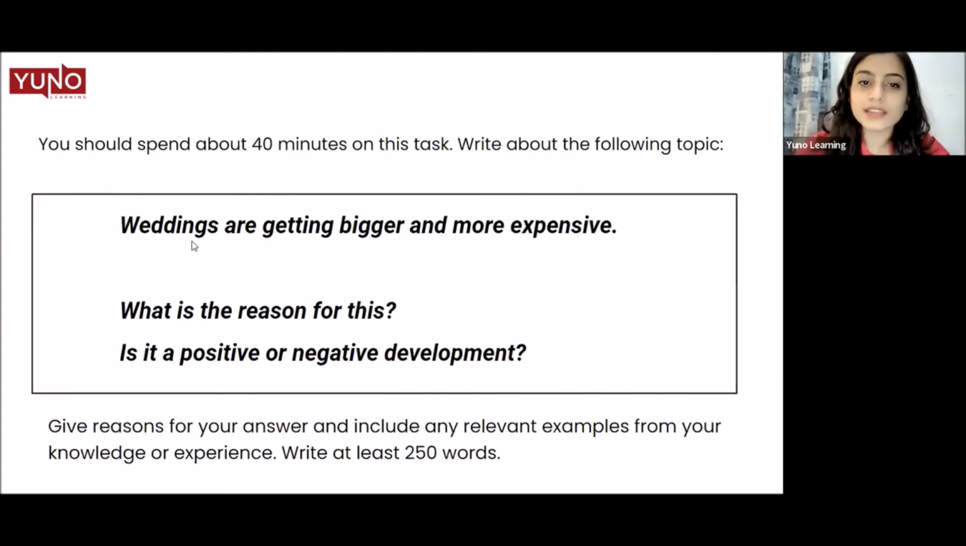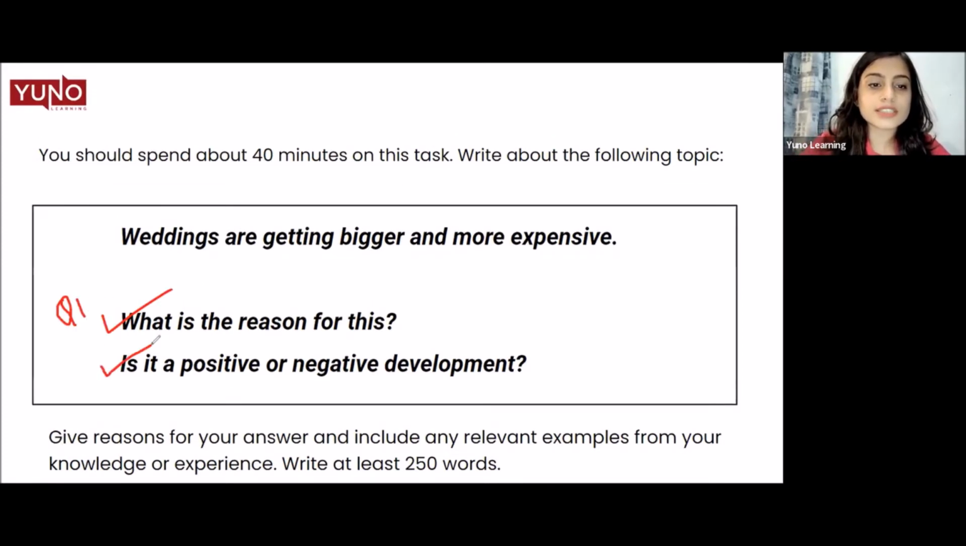So we understand that weddings are getting bigger and more expensive. Question 1: What is the reason for this? Question 2: Is this a positive or negative development? All right. So now let's move on and let's see how to write that down.